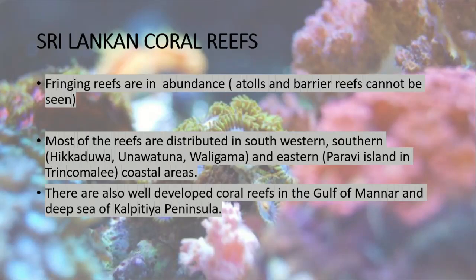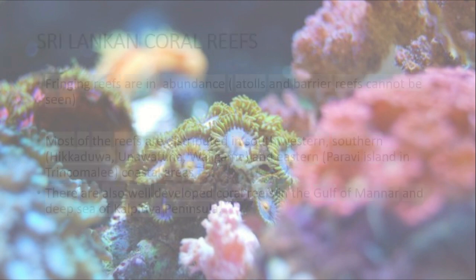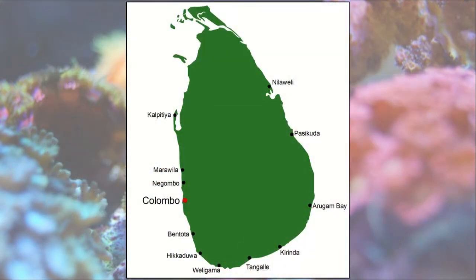Now let's talk about Sri Lankan coral reefs. We have only fringing reefs in abundance. Atolls and barrier reefs cannot be seen here. Most of these reefs are distributed in southwestern, southern, and eastern coastal areas. There are also well-developed coral reefs in the Gulf of Mannar and the deep sea of Kalpitiya Peninsula. Here you can see those places on this map.